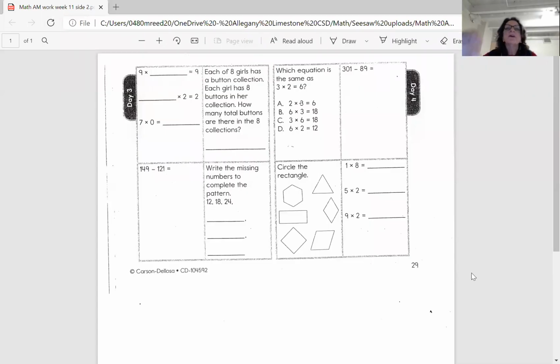So if we look at the very first question, let me get my annotate feature going here. We have 9 times blank equals 9. So these are simple multiplication facts. And this is great because it's really what our lesson has been about the last 2 days. So I see 2 9s there and I ask myself, 9 times what will give me 9? And I know the answer is 1. 9 times 1 equals 9.